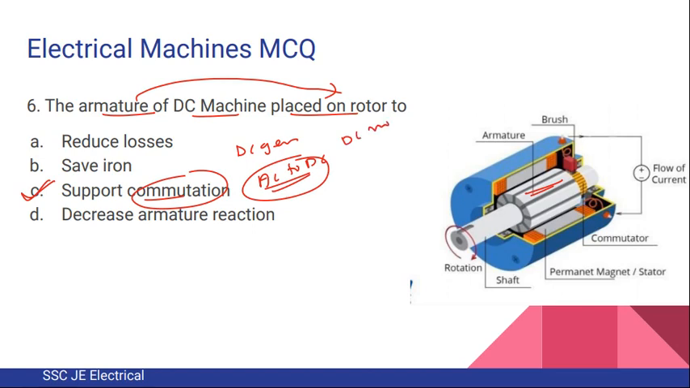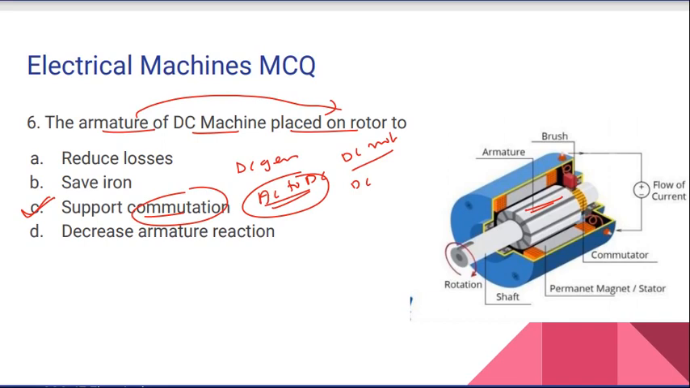And in the case of a motor, what happens? In a DC motor, it reverses the DC current before being applied to the coils. Okay, important regarding DC generator: AC to DC.